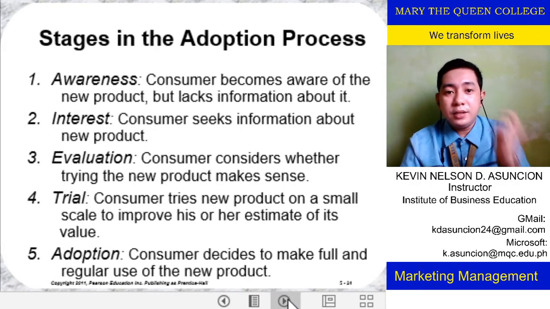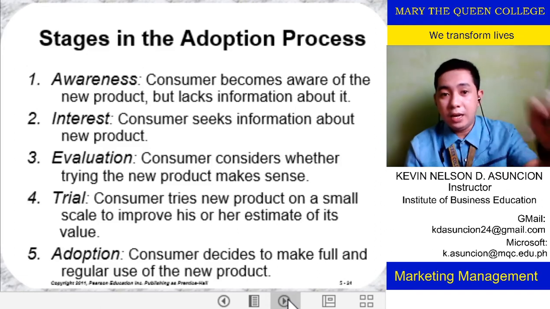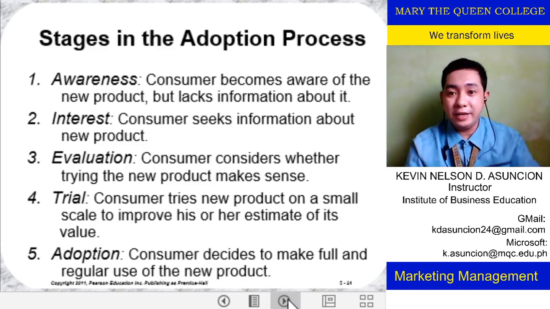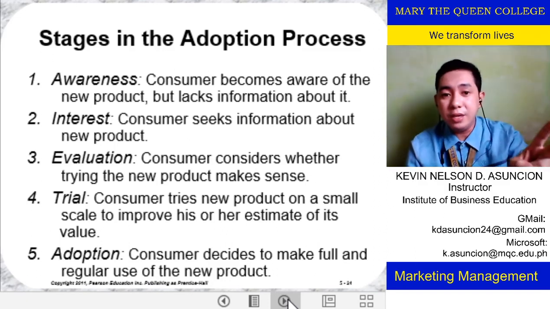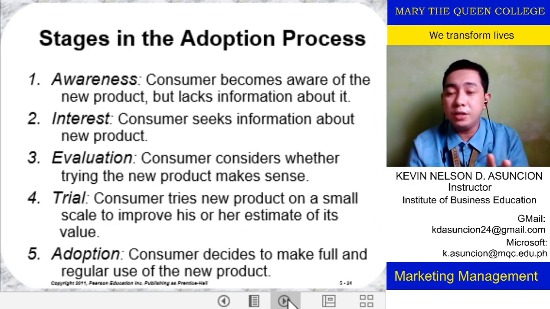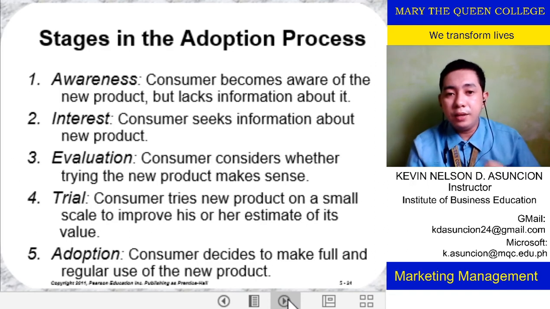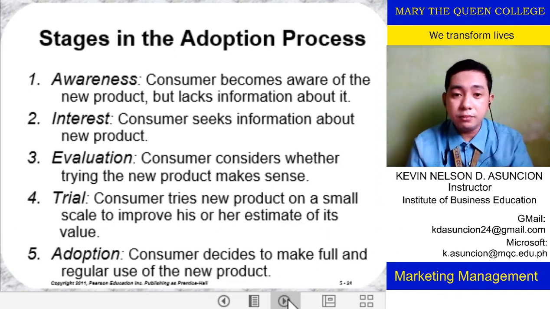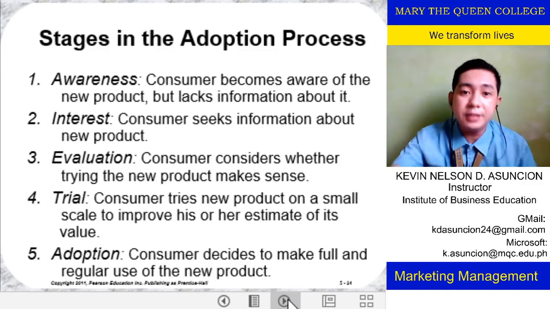Okay? There are stages in the adoption process. Of course, you introduce it, that's awareness, especially if it's a new product. You introduce it, that's why many of the products are advertised. Okay, and then that leads us to interest. The consumer seeks information about the new product. Of course, they get to compare it. And if there's awareness, of course there will be interest that people show. And then evaluation is considering whether trying a new product makes sense.